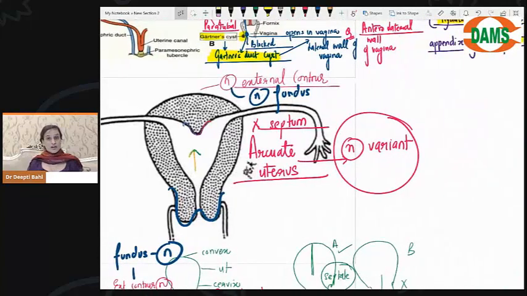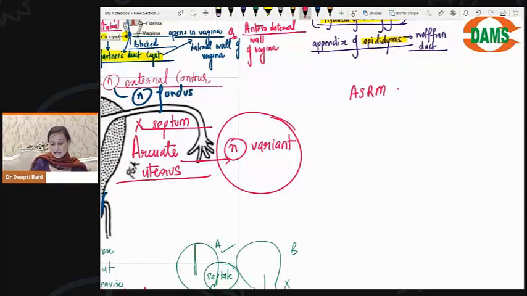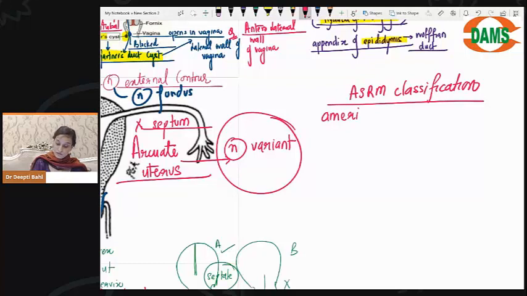At the end of Mullerian anomalies, I'm going to give you a classification that might be asked in the exams. It is called the ASRM classification, the American Society of Reproductive Medicine classification. This has given one classification of Mullerian anomalies. Let's see what that classification is.